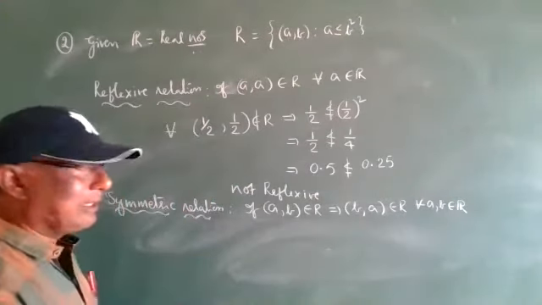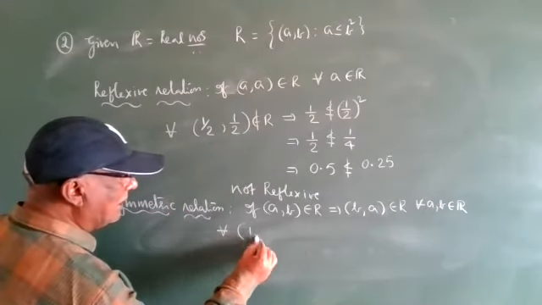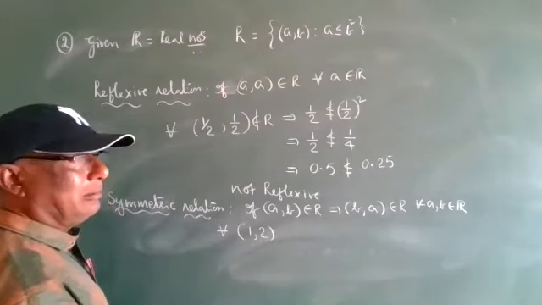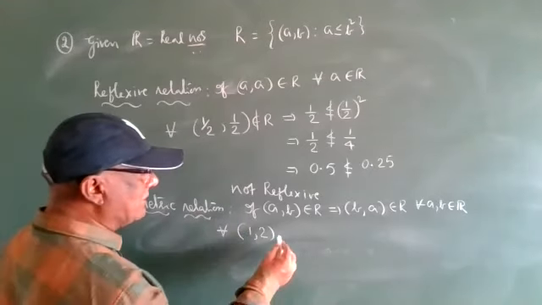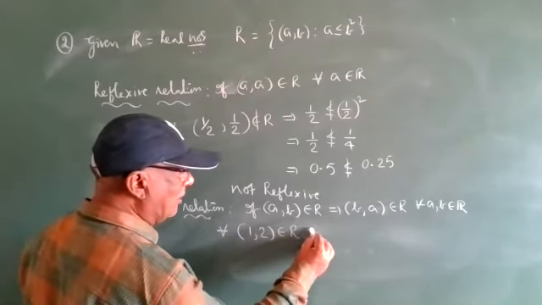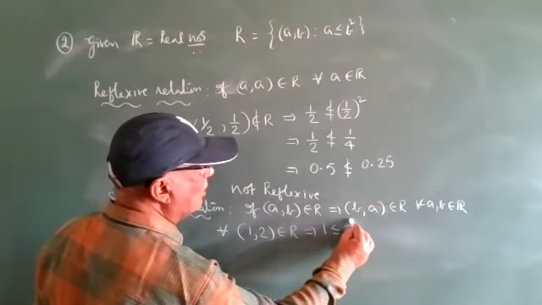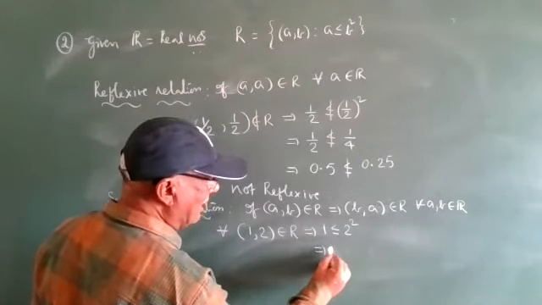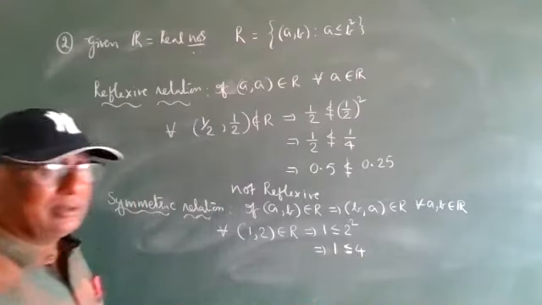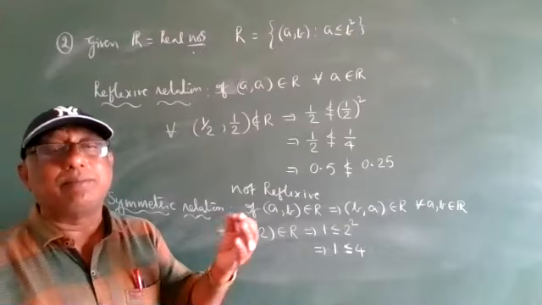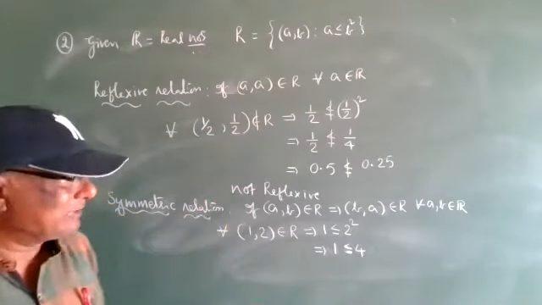Okay, so see, take one example. Take 1 comma 2 belonging to R, because 1 is less than or equal to 2 square. So 1 is less than or equal to 4 is correct. 1 is compulsorily less than 4, not equal to 4; any one condition satisfied.